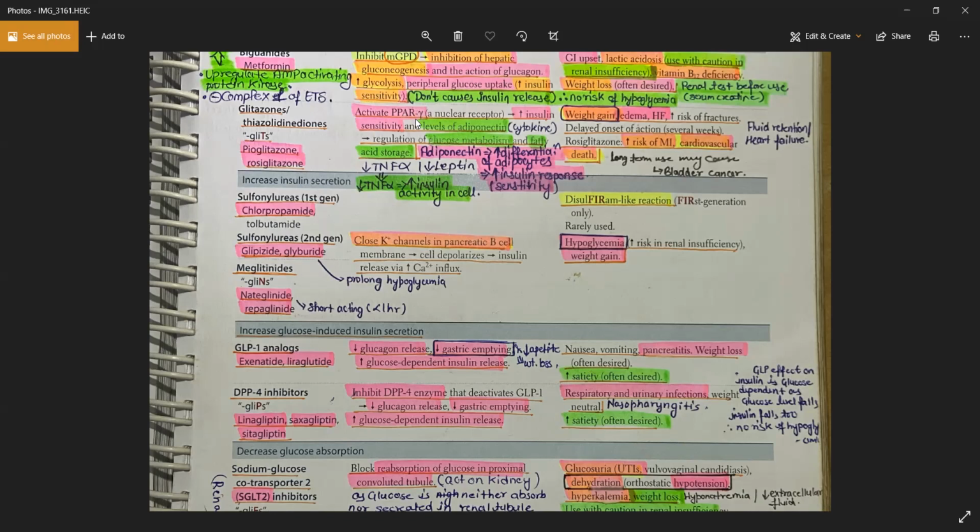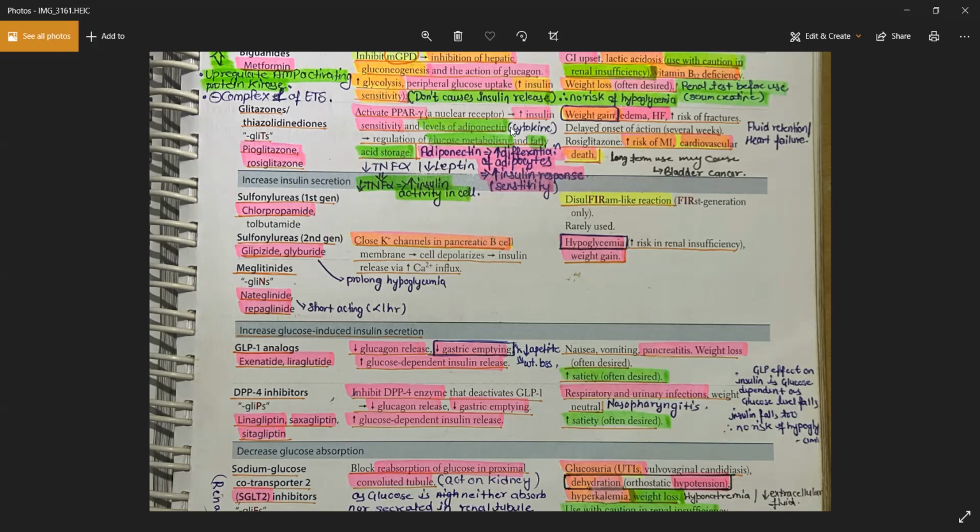By activating PPAR gamma, they promote insulin sensitivity. They increase the protein adiponectin, and this adiponectin causes the differentiation of the adipocytes, and by the differentiation or maturation of the adipocytes, it promotes insulin response. It increases the sensitivity of the insulin, right? Adiponectin.